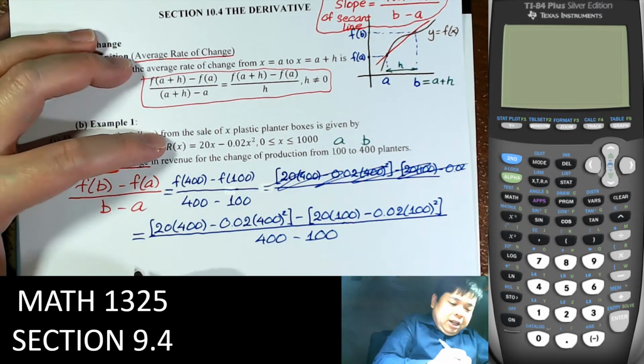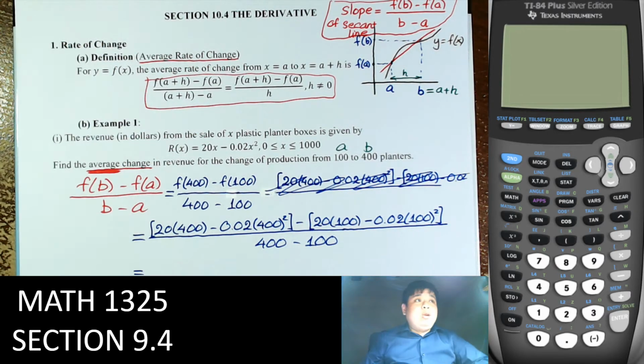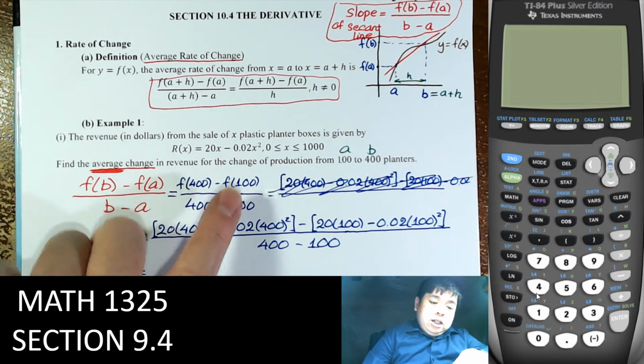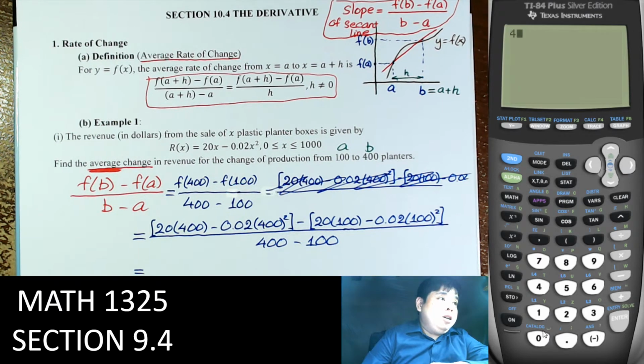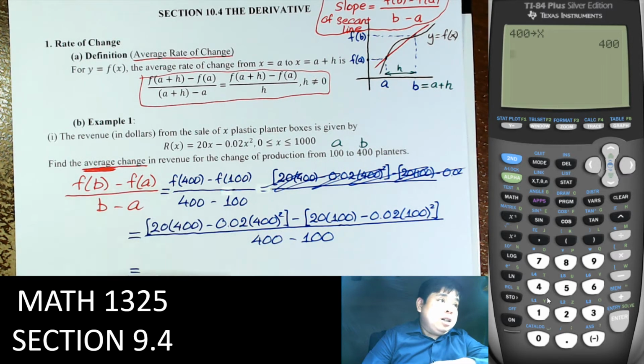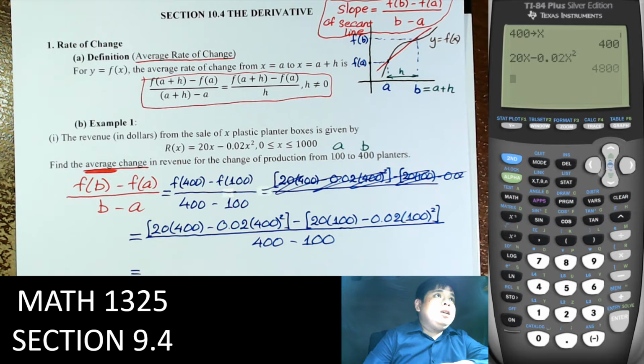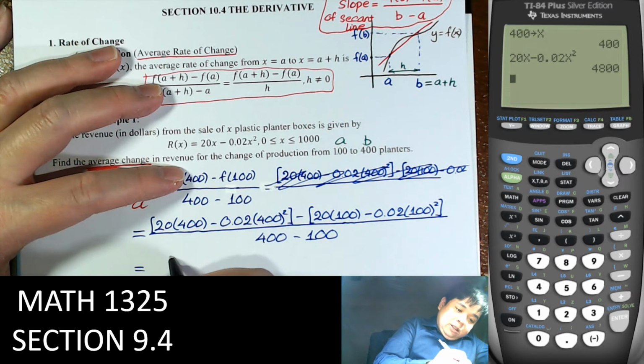Right. Now we have the calculator. The best way to do this is to just use the calculator here. What I use is, let's say we have 400. I will store it into x. And then we just say we have 20x minus 0.02 x squared. And that is 4800.